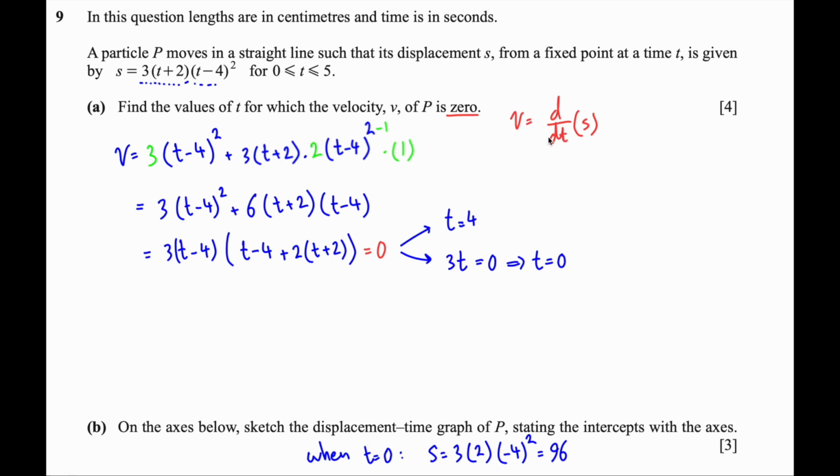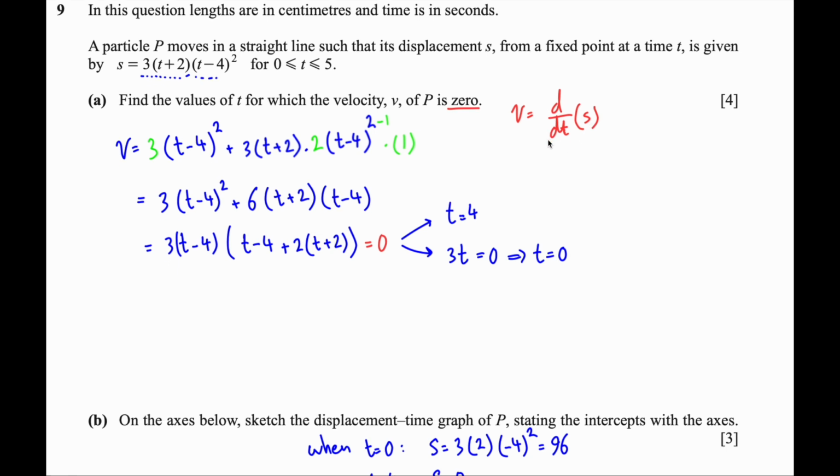And as you all know, velocity can be obtained by taking derivative of the displacement function in terms of t. If you look at the equation of the curve, it's a combination of basically two functions. Therefore, I'm going to use product rule. So the first function, I'm going to take it to be 3 times t plus 2, and the other function to be t minus 4 raised to the power of 2.